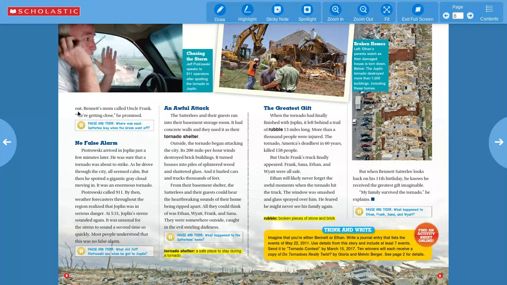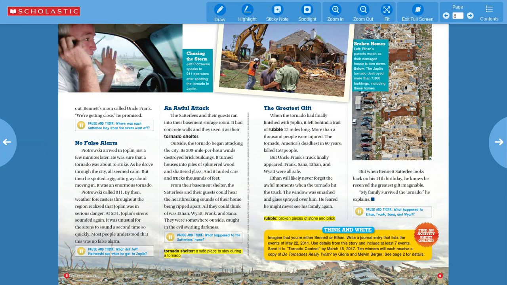Bennett's mom called Uncle Frank. "We're getting close," he promised, because remember, they're on their way home. Where was each Starley boy when the sirens went off? Okay, so Bennett was home and Ethan was on his way home. No false alarms. So I think that means that this is going to be an actual tornado.